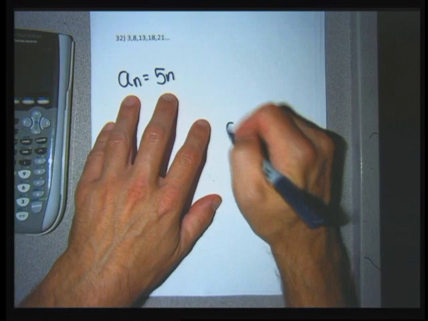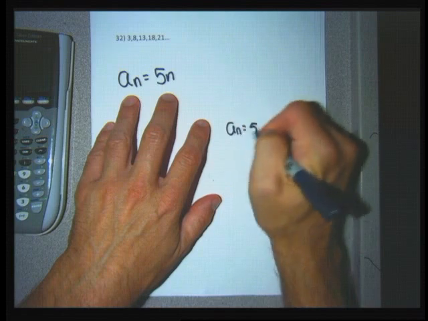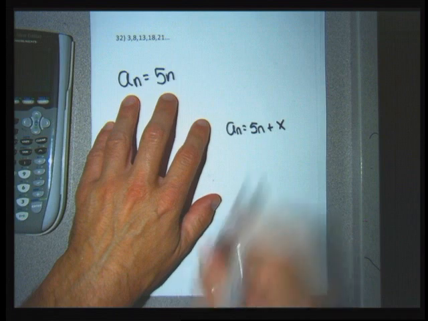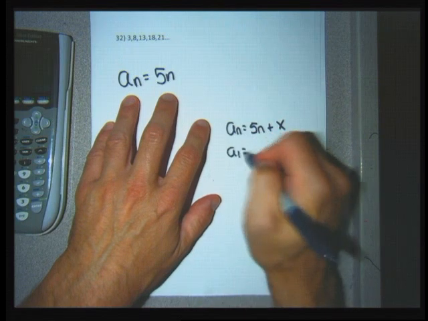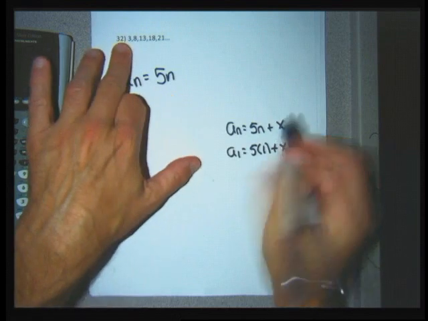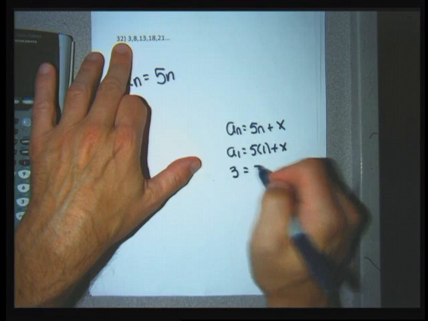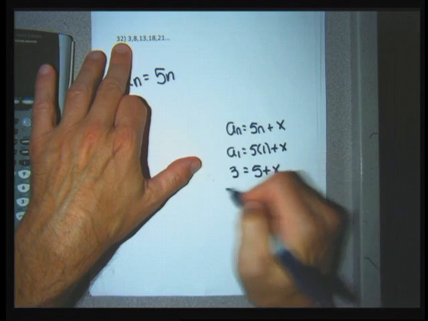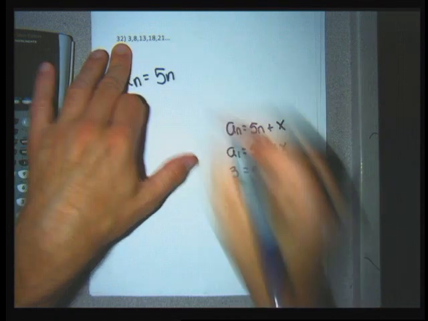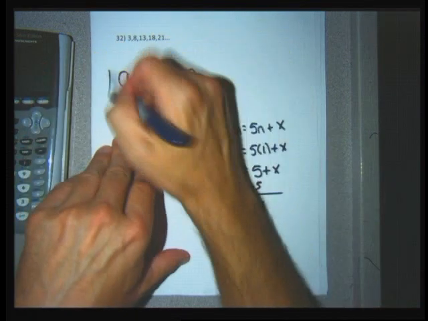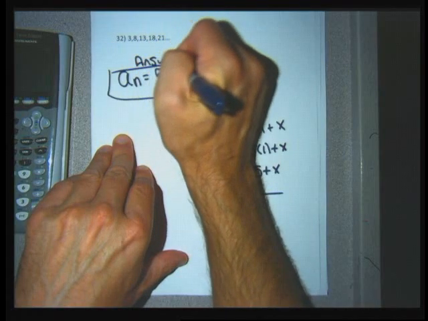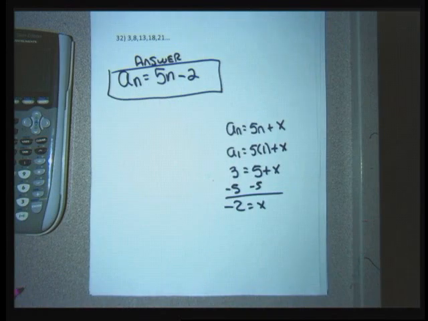I'm going to do this. A sub n equals 5n plus x to figure out what goes after the 5n. I'm going to plug in 1 for the n's. A sub 1 equals 5 times 1 plus x. A sub 1 is the first term in this list, which is 3. So this gives me 3 equals 5 plus x. Minus 5 from both sides, and I get negative 2 equal to x. So I claim that this sequence, a sub n equals 5n minus 2, will generate that list.